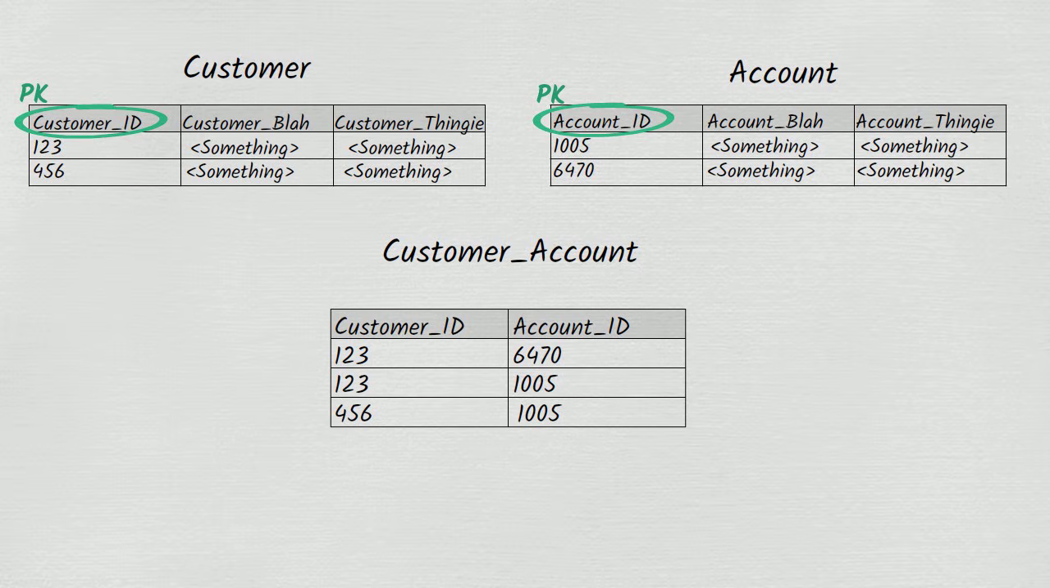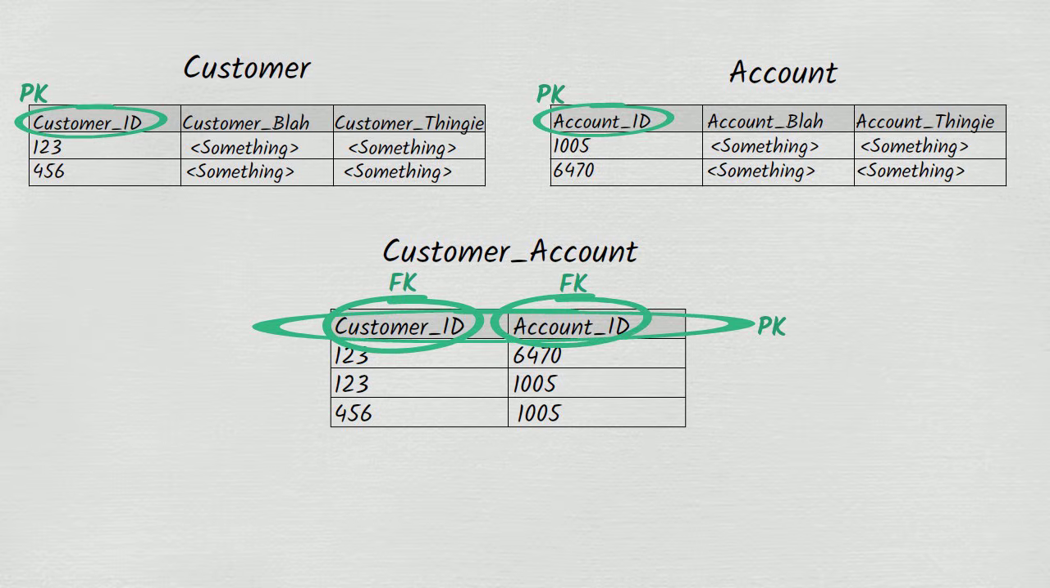The primary key of the customer account table is customer ID, account ID. Customer ID is also a foreign key to the customer table. An account ID is a foreign key to the account table. The primary key of the customer account table has two attributes that are both foreign keys, so it is a compound key in this sense. The last term we're going to look at is the term intelligent key.